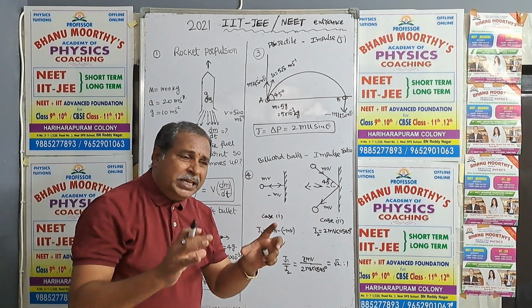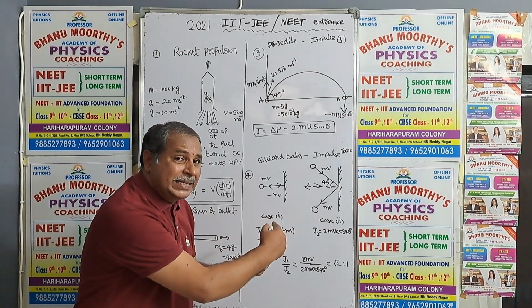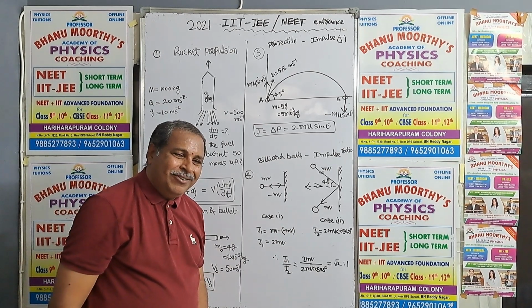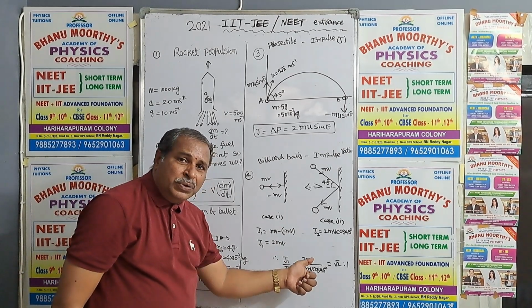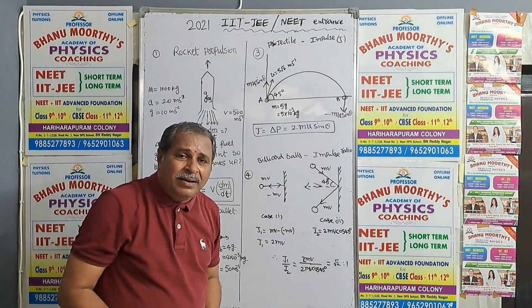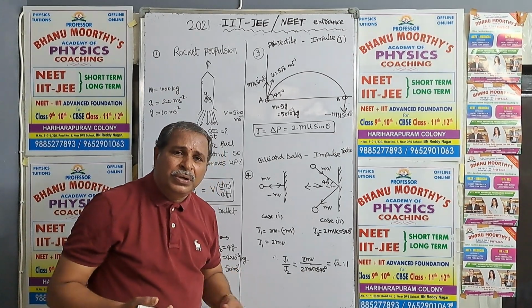Now the question is, what is the ratio of impulses in these two cases? Ratio of impulses: J1 by J2 equals 2 mv divided by 2 mv cos 45, that is root 2:1. Cos 45 is 1 by root 2.